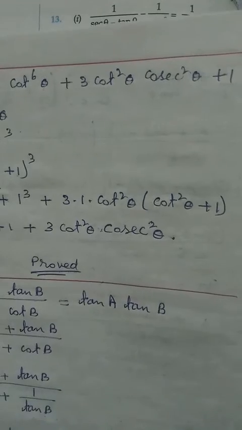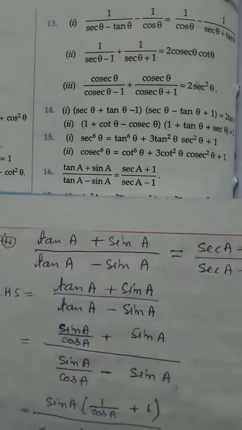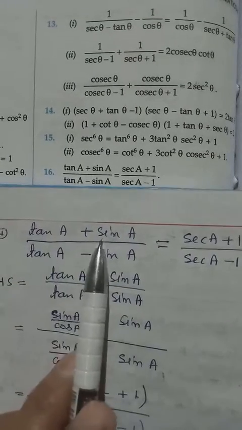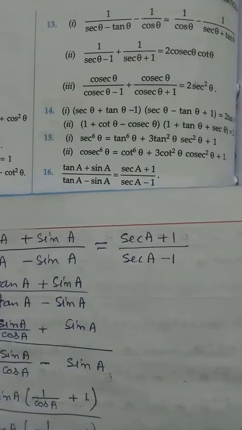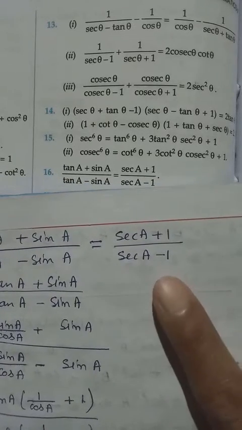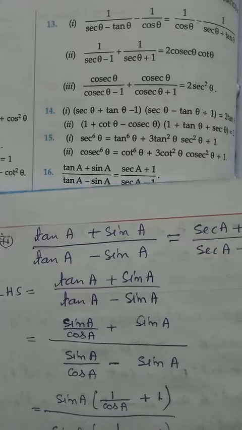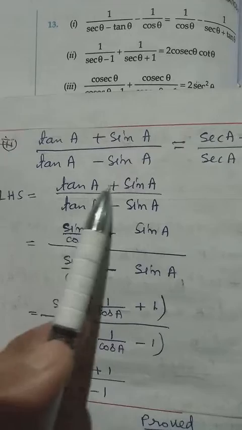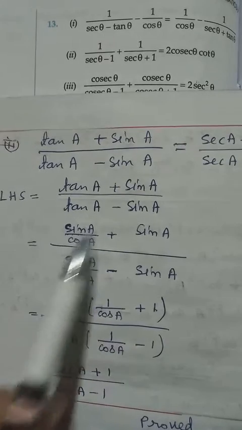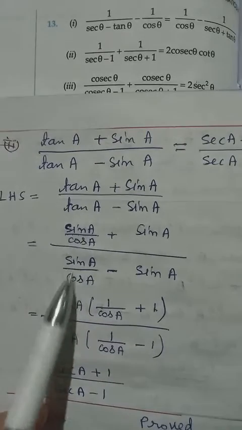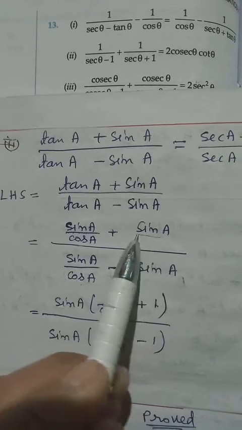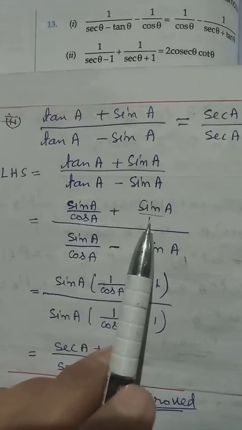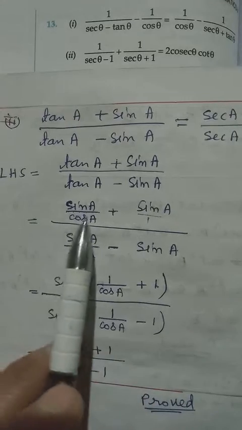So from the identity we know cot²θ + 1 equals cosec²θ, which is equal to the right-hand side. Okay. Then next we have here (tan A + sin A)/(tan A − sin A). We want (sec A + 1)/(sec A − 1). So let's convert everything to sine and cos. Tan A, we know the relation sin A by cos A, both numerator and denominator. Then since we have a fraction, let's find the LCM, both numerator and denominator.